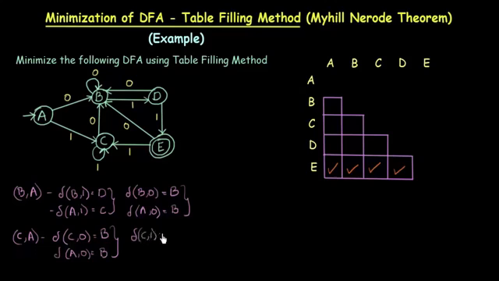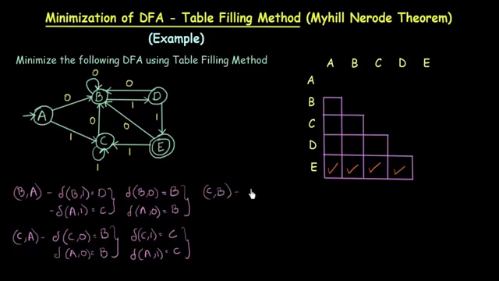C on input 1, where does it go? And A on input 1, where does it go? C on input 1 goes to C itself, and A on input 1 also goes to C. So we get a pair CC, which is again not present in this table, so we can leave it. Now we have checked CA, and the next one is CB. Now let me do it over here.